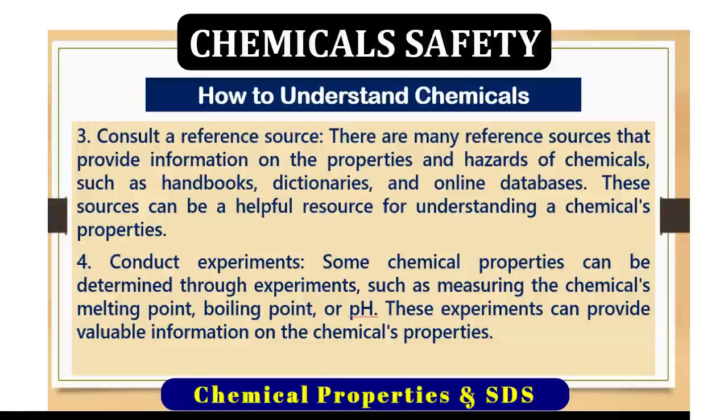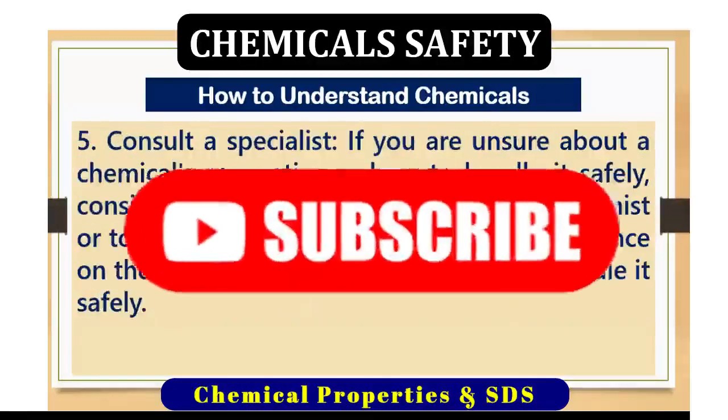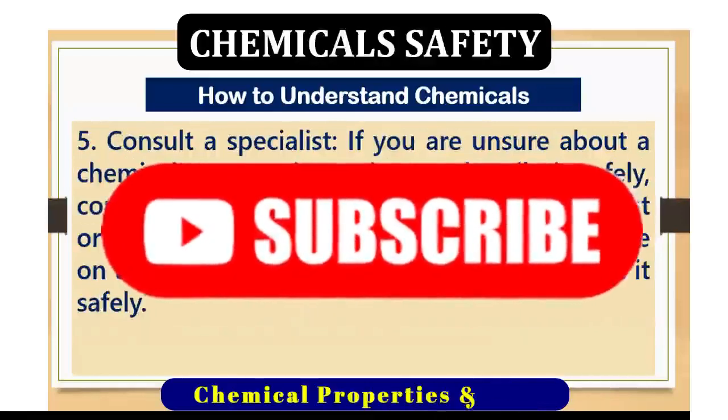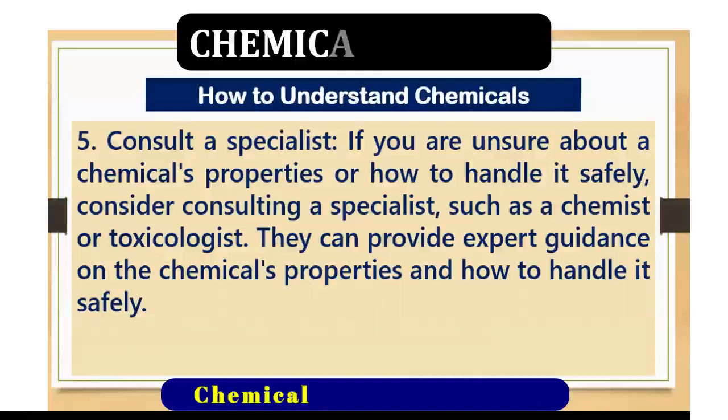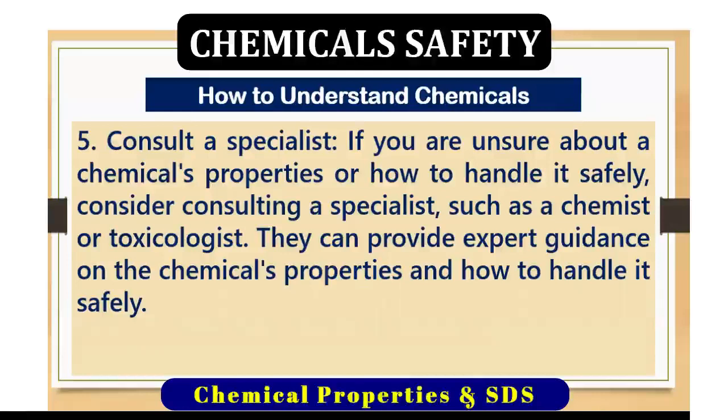and it may be a damaging incident for your life and safety. The fifth way to control and understand chemical properties effectively and efficiently is to consult a specialist. If you are unsure about a chemical's properties or how to handle it safely, consider consulting a specialist such as a chemist or toxicologist. They can provide expert guidance on the chemical properties and how to handle it, use it, store it, or transport it safely.